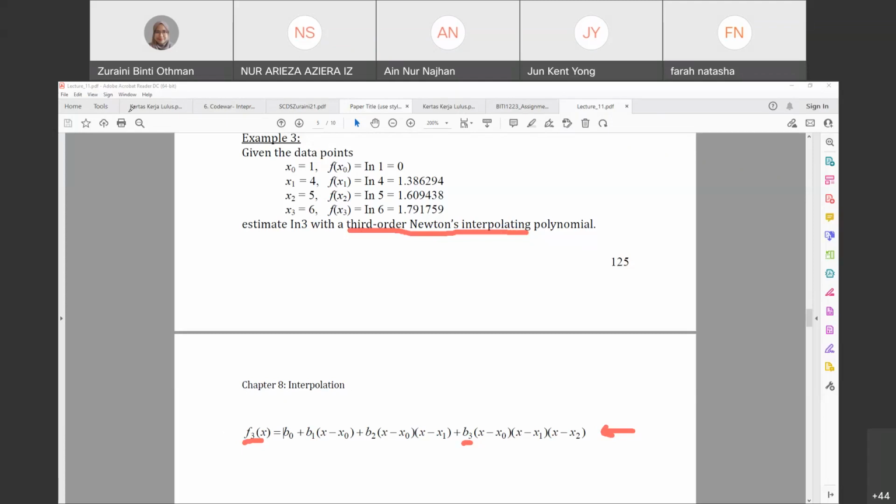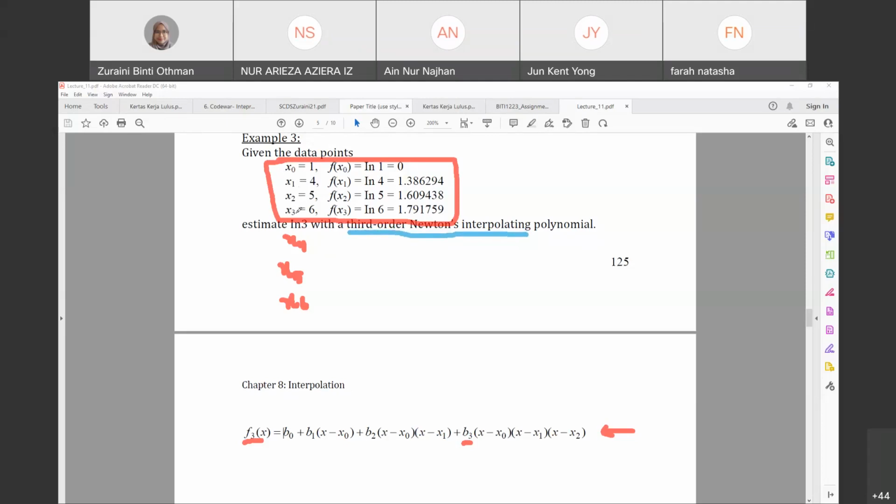Okay, then if they ask you about third order polynomial, contohnya they give you until X4, kadang-kadang dia sampai X5, X6. But for third order, you only have to consider 4 points, which means X0 sampai X3 saja. Jadi kat situ kamu kena tahu. Third order, we only have 4 points, which are X0, X1, X2, X3.